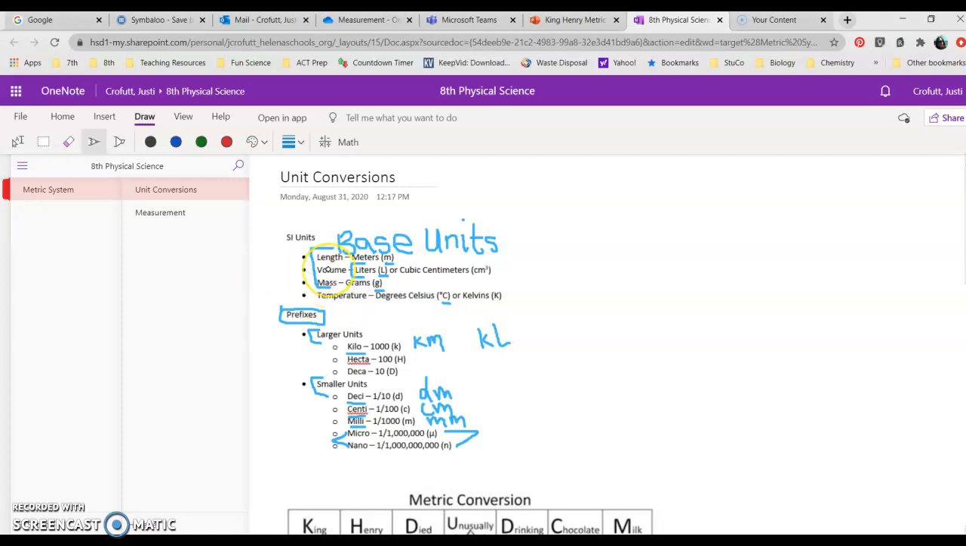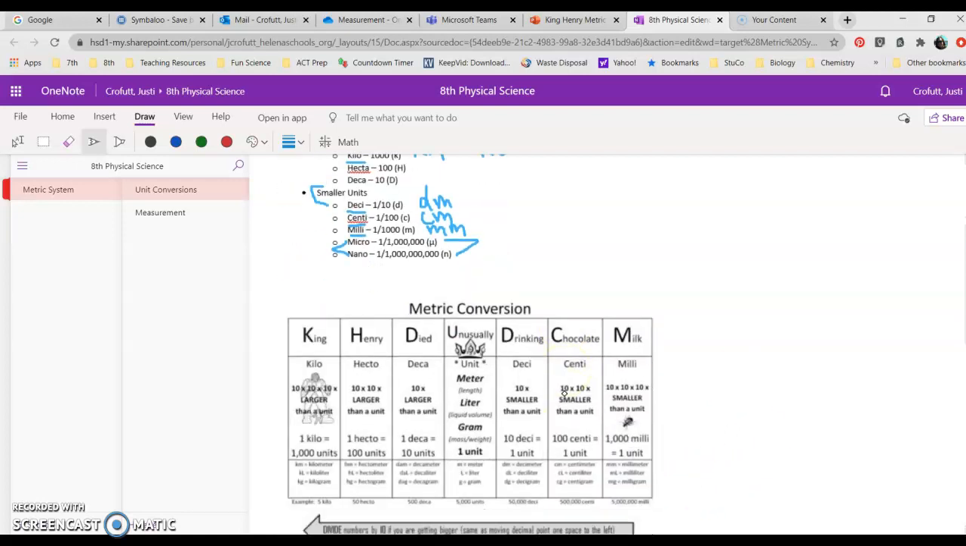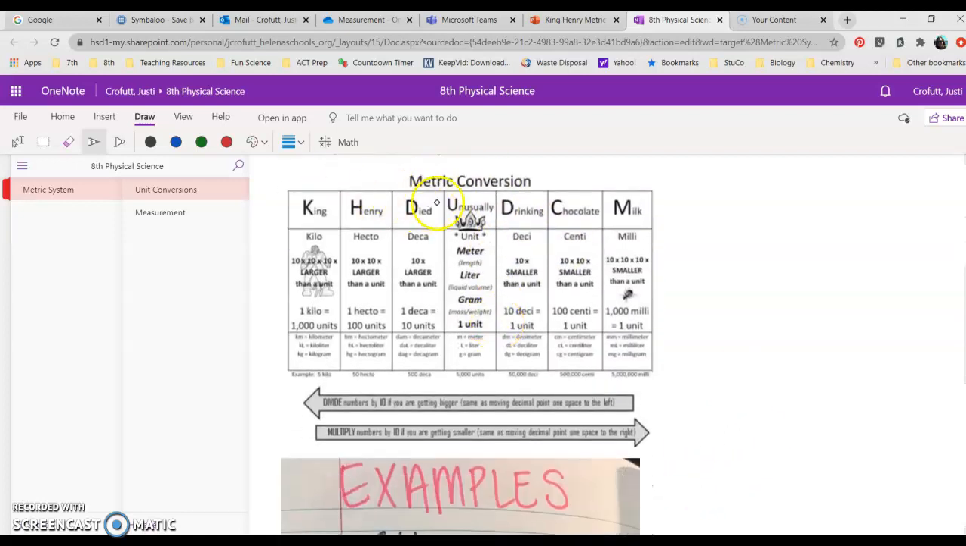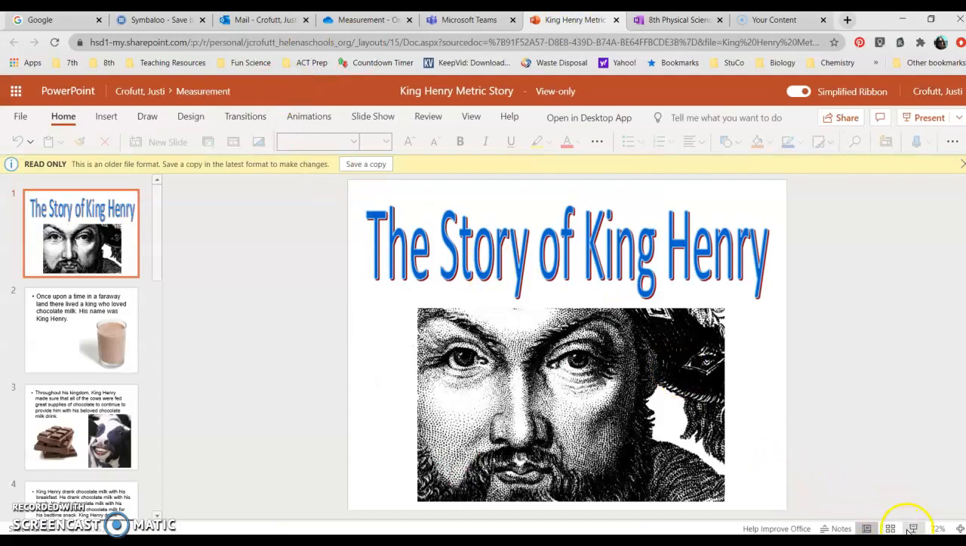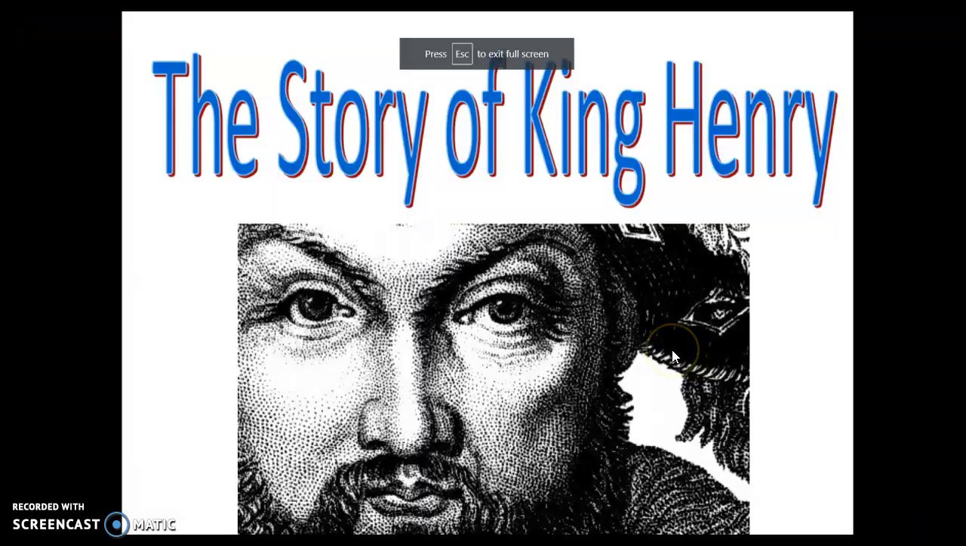Does that mean you're going to have to do a lot of complicated math? No, that's what's great about the metric system. It's way better than the system we use with feet because it's just moving decimals and adding or subtracting zeros. That brings us down to this next little table here, and I'll show you how to work this in a second. But first, I'm going to tell you a ridiculous story. Go ahead and follow along with me.